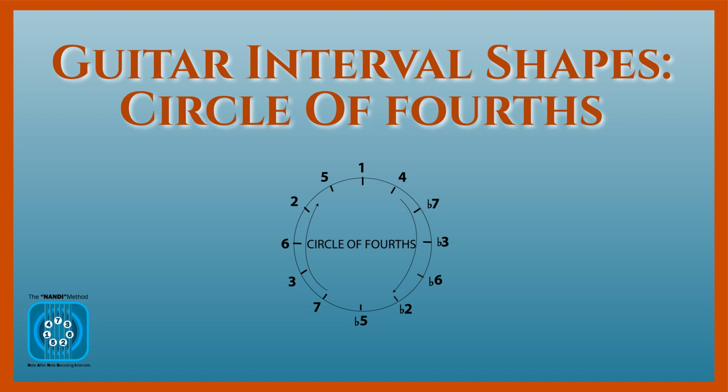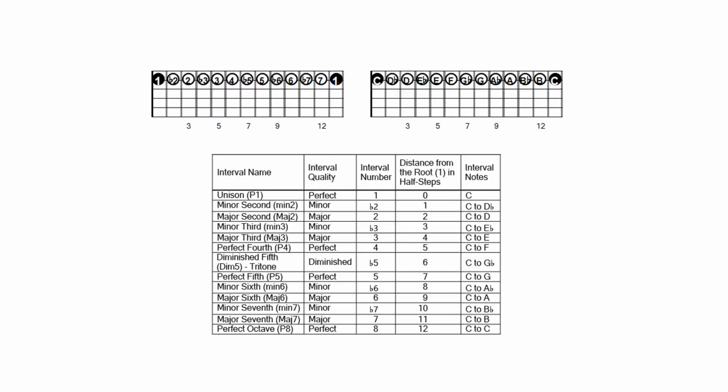In this lesson, we will talk about decoding interval shapes using the circle of fourths. An interval is the pitch distance between any two notes. There are 12 equidistant half-step intervals in a chromatic scale. The 12 intervals from root C are listed in the table below.